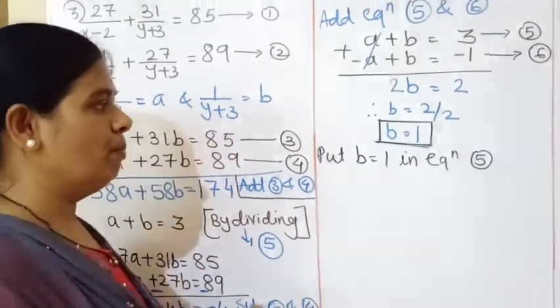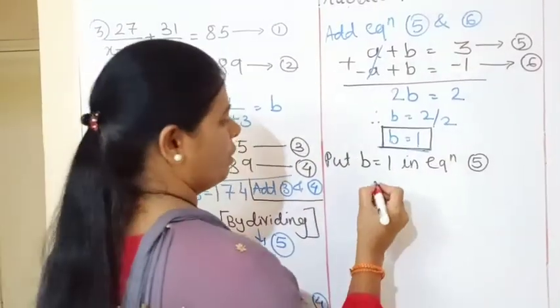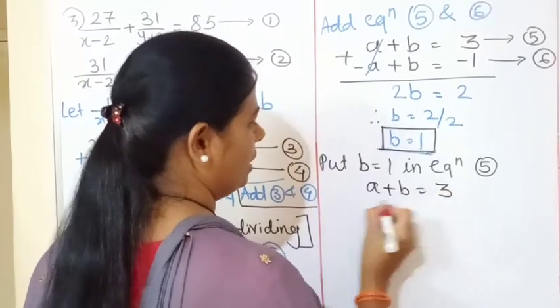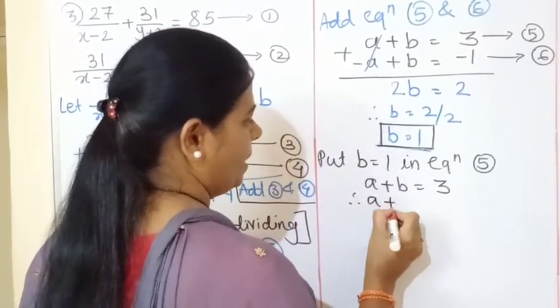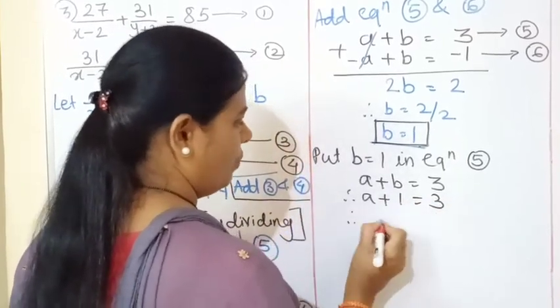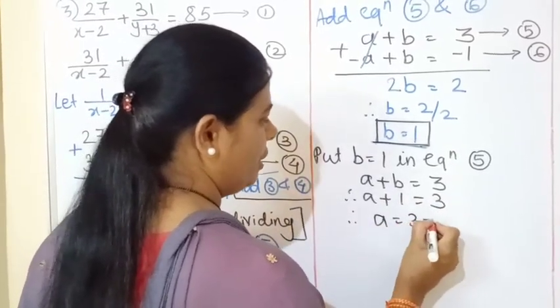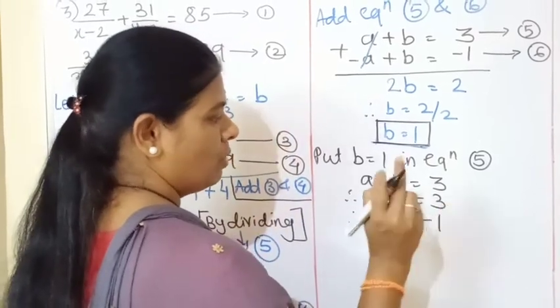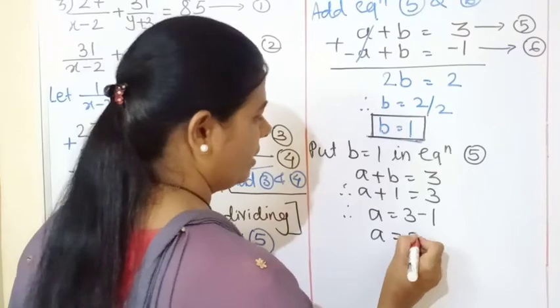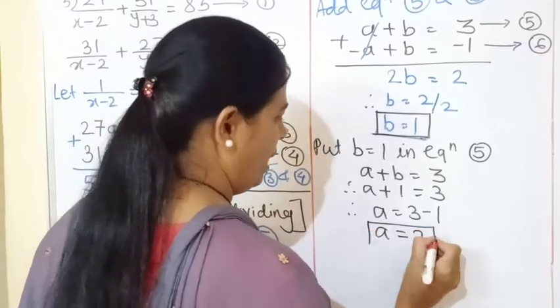Okay. So we have to put b equal to 1 in equation number 5. Our equation number 5 is a plus b equal to 3. Therefore, a plus the value of b, which is 1, equal to 3. Therefore, a equal to 3 minus 1, since plus 1 will go towards 3 it will become minus. So, we will get the value of a, that is 2. So, a equal to 2.